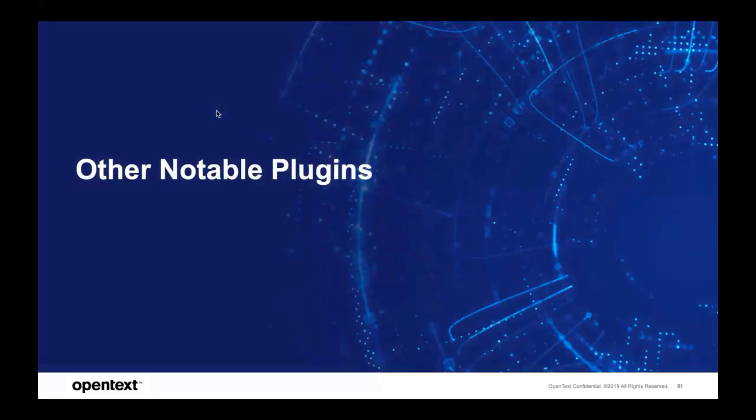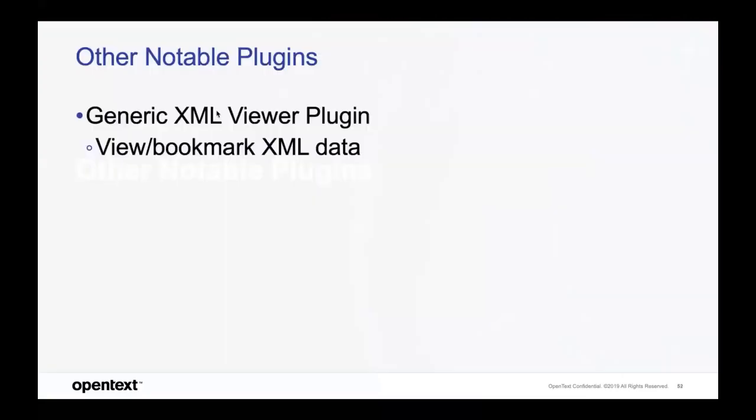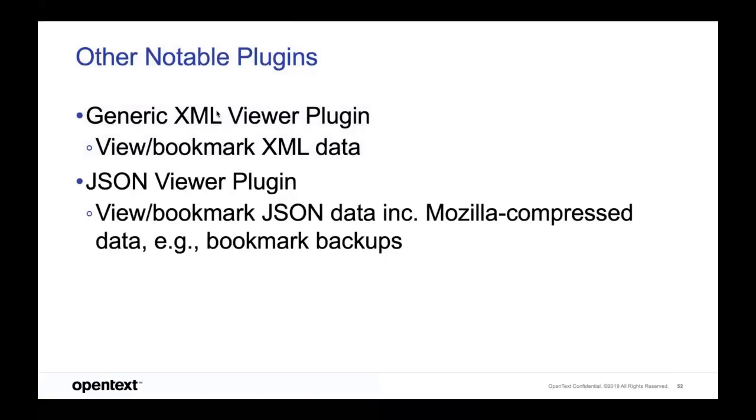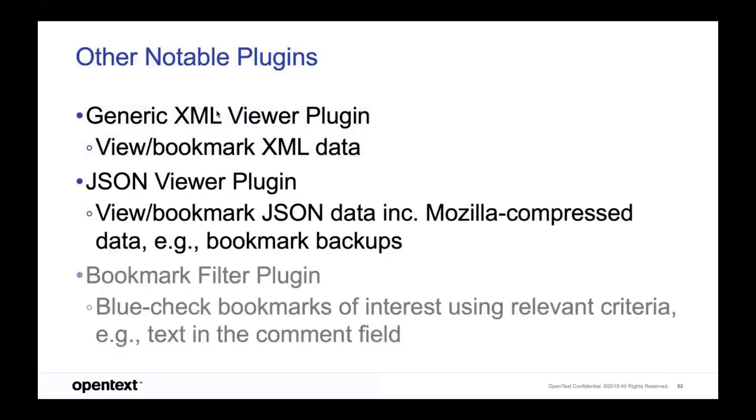Okay, we've exhausted the time that we have available to demonstrate individual plugins. What follows is a list of other plugins you might wish to try. The generic XML viewer and JSON viewer plugins are fairly self-explanatory. The bookmark filter plugin allows the examiner to select bookmarks based on one or more criteria, typically the contents of the comment field. This is particularly useful when examining the bookmarks created by another script.